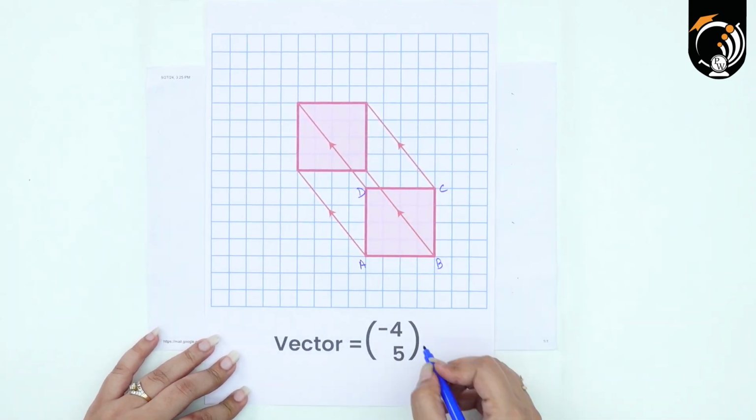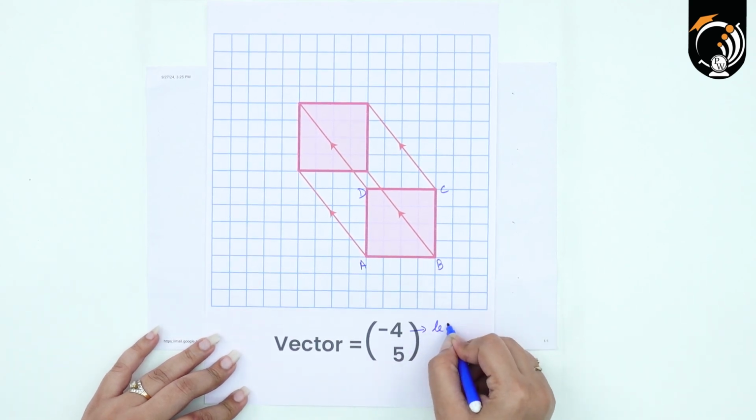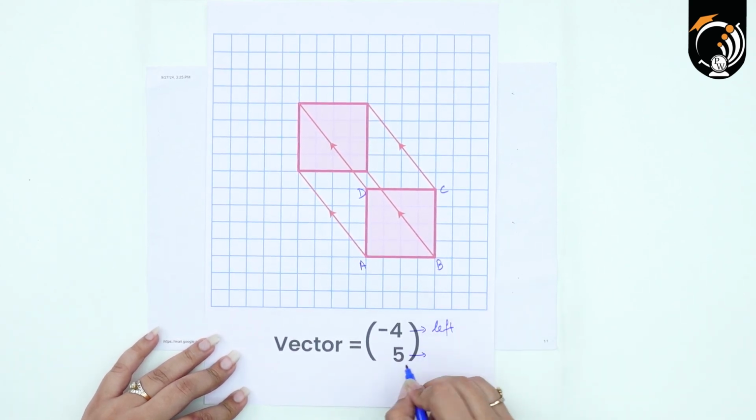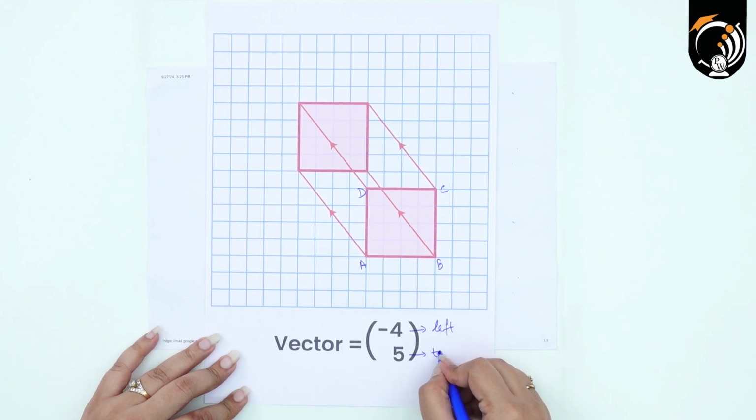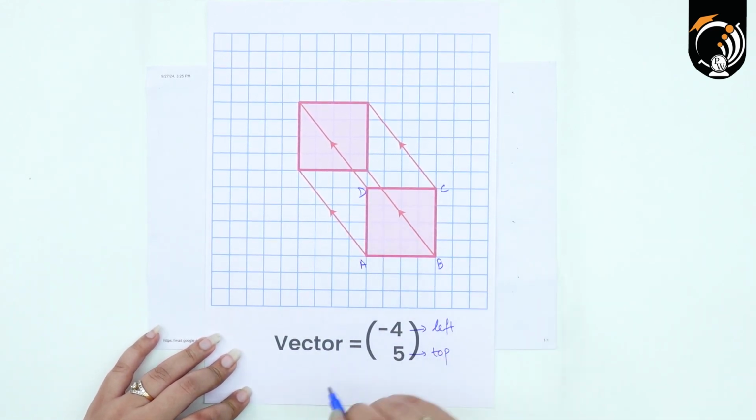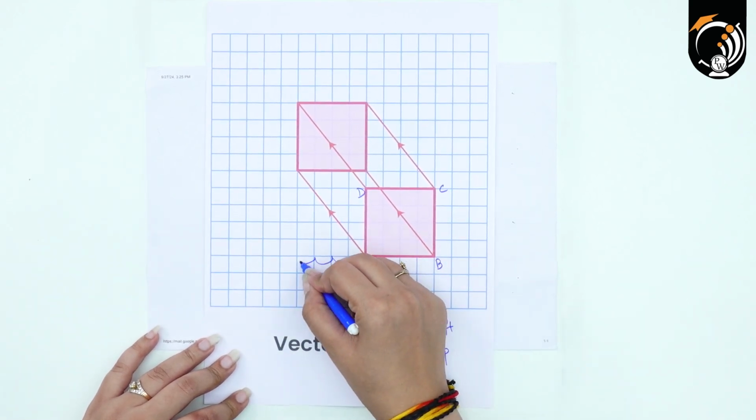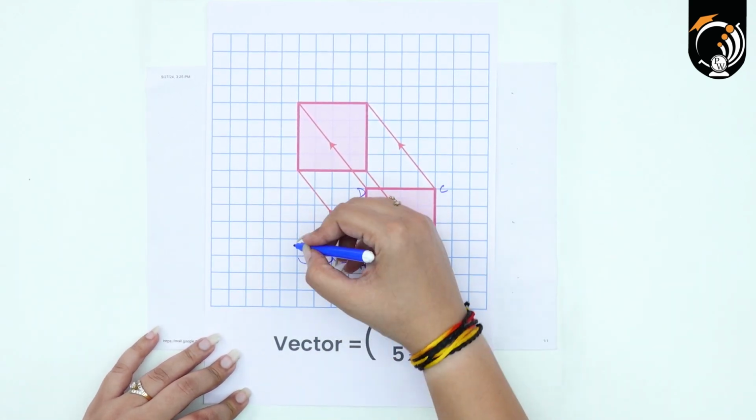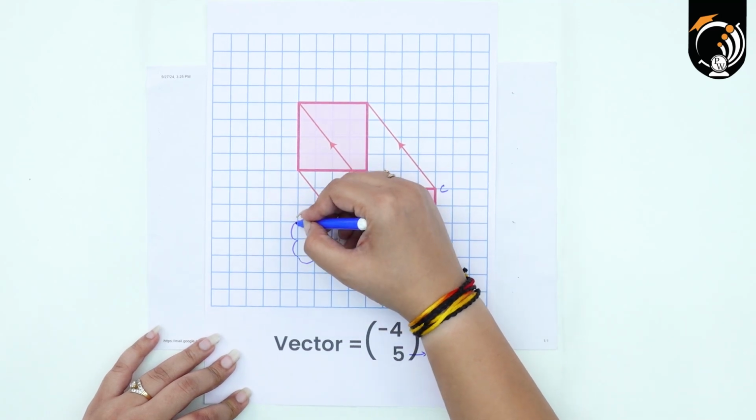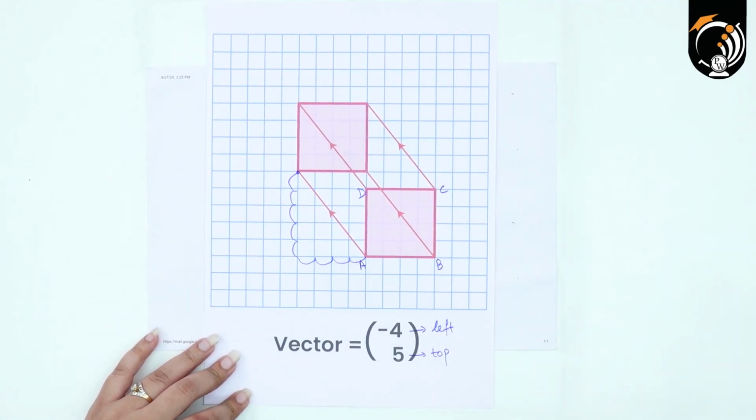What we can understand is that if it is -4, that means the movement is towards the left, and if it is 5, then that means the movement is towards the top. So let's understand from point A what is happening. It is going to move 4 units towards the left, 1, 2, 3, 4, and 5 units towards the top, 1, 2, 3, 4, 5, and this is how the translation is going to happen.